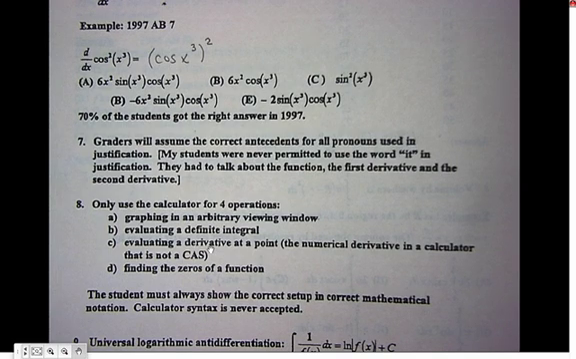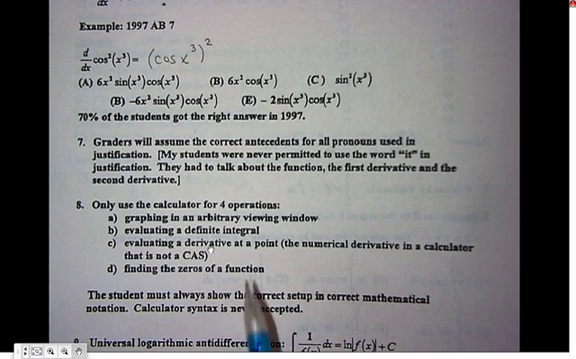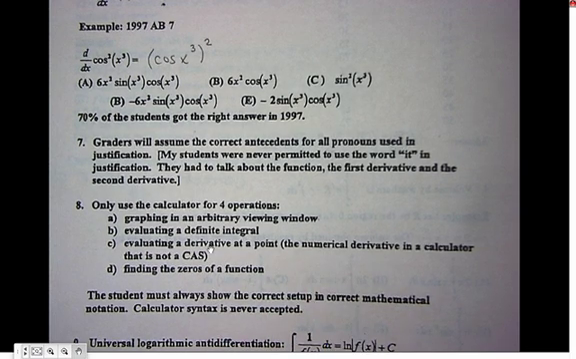Then I gave you guys 8, 9, 10, 11. So what was 8? So for 8, this is just saying what you are allowed to use your calculator for is those 4 things listed on the free responses, and then it's reminding you that whenever you're writing it down, you have to set it up in the correct math notation, not calculator notation.